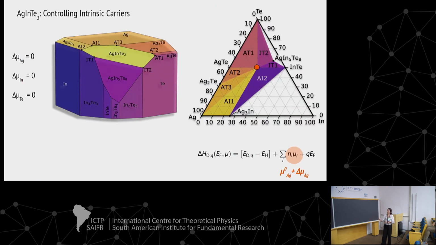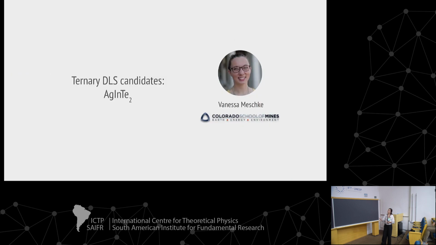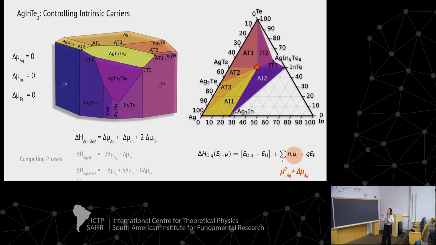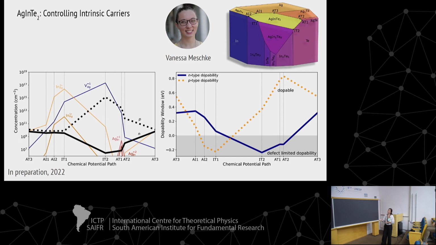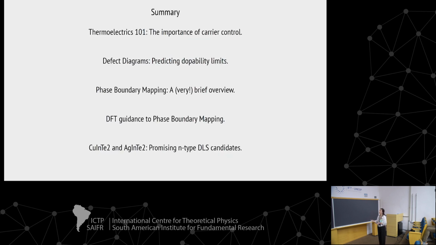We did something similar for silver indium ditelluride with Vanessa. Once again, these are basically the same results, but presented in what are called Brouwer diagrams, where you can see how the carrier concentration changes when we run around the boundaries of the chemical potential. Once again, we found for this material some regions where we see some hope to find N-type conductivity.